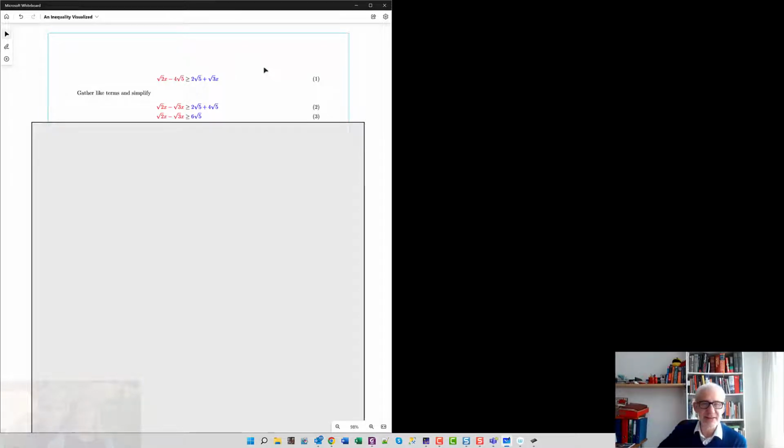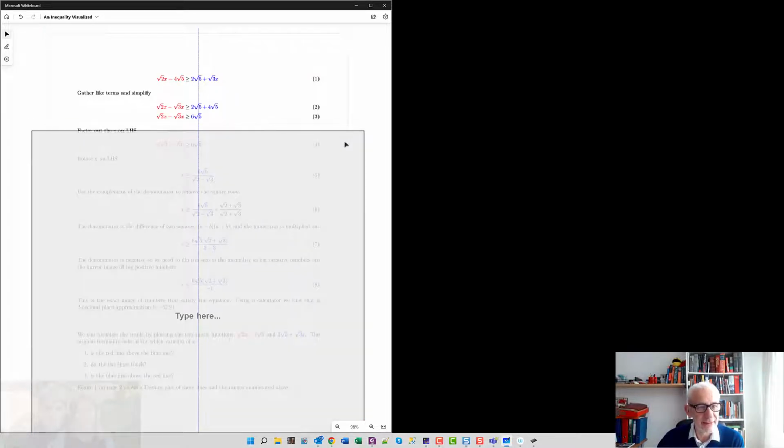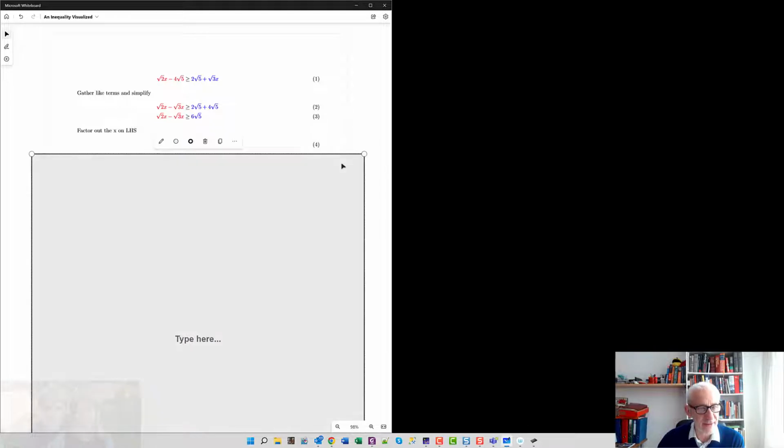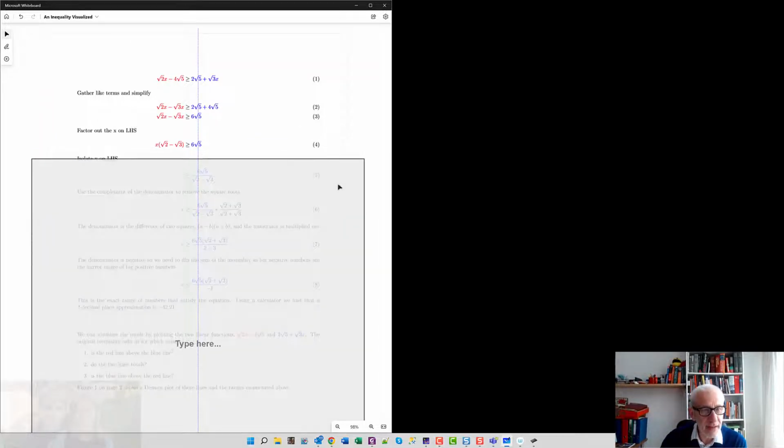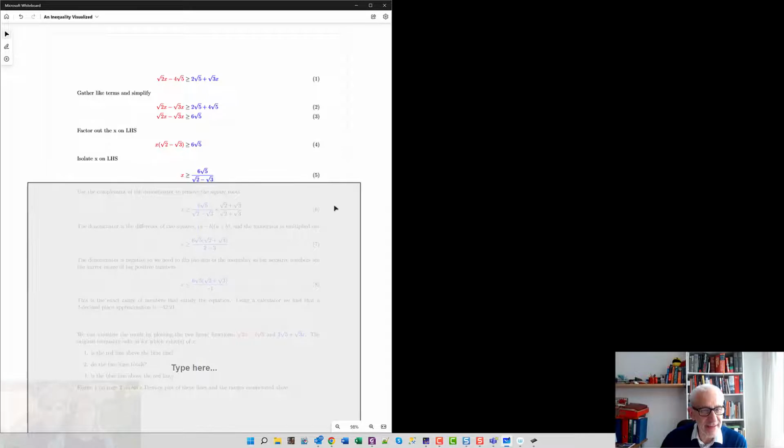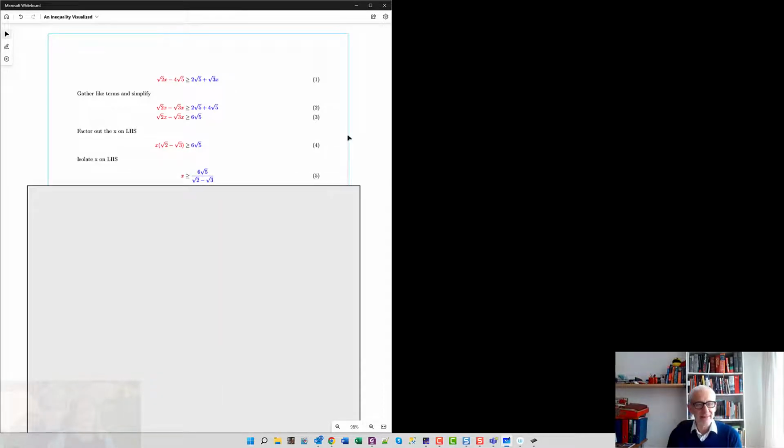What we'll do then is factorize the x's that we can see over here, and that is going to look like this. x times the square root of 2 minus root 3 is greater than or equal to 6 times root 5, and it looks like we've almost got an answer. So we're going to isolate x on the left hand side, and we have this. We bring the root 2 minus root 3 down to the bottom. So x is now greater than or equal to 6 root 5 over root 2 minus root 3.